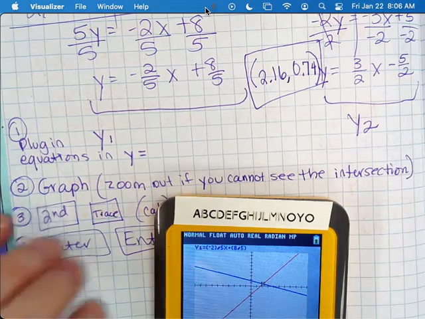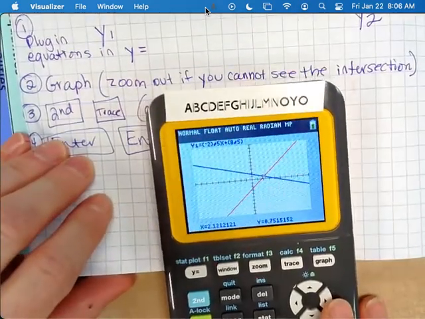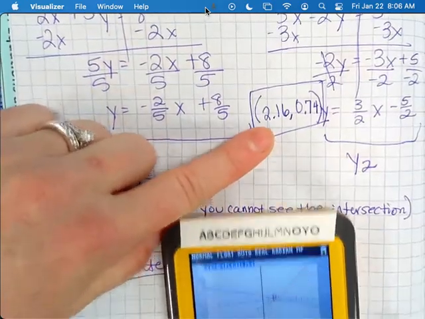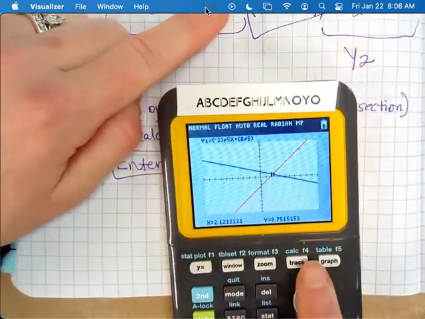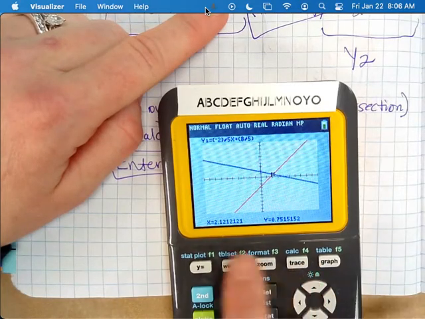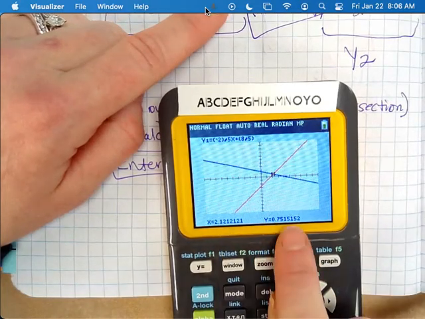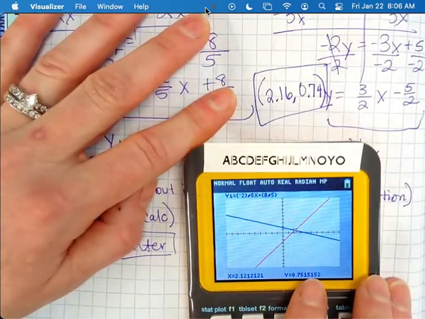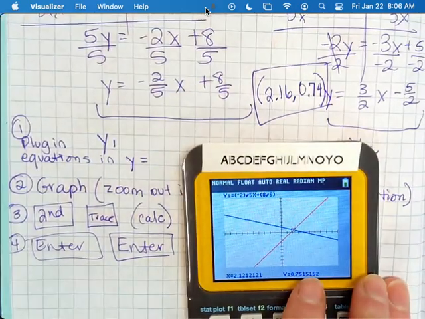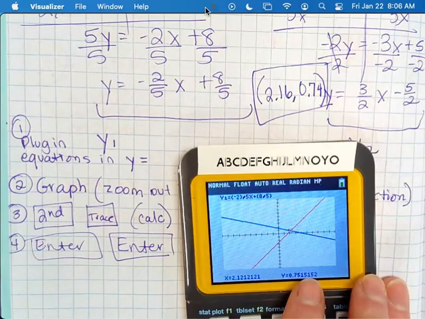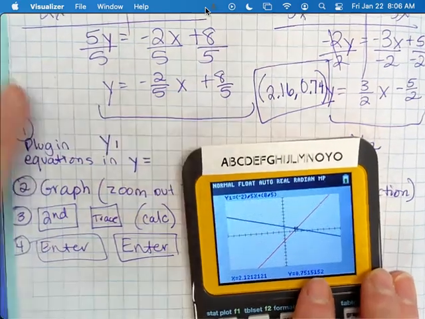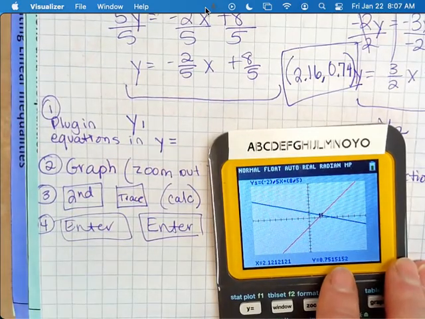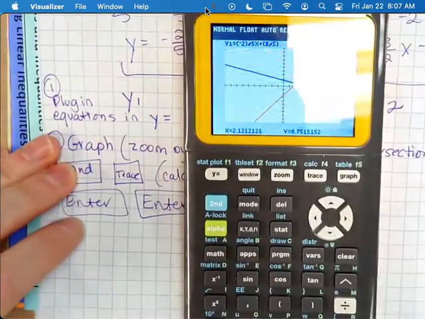Also, what you could also do, and this will estimate it, it won't get the exact like this one does, but if you just hit the button trace, see how close that is, 2.12 and 0.75, really close. But in order to get the closest approximation or the exact, you would do the second trace, enter, enter, enter. 5, enter, enter, enter.